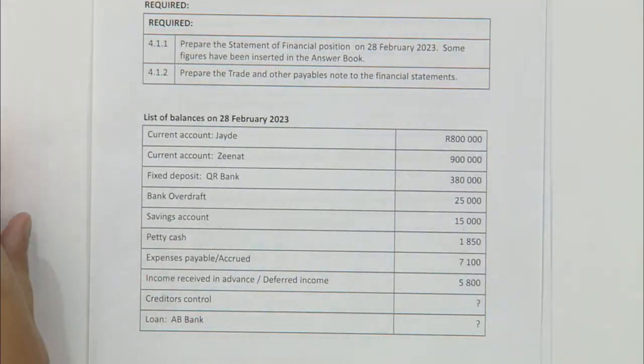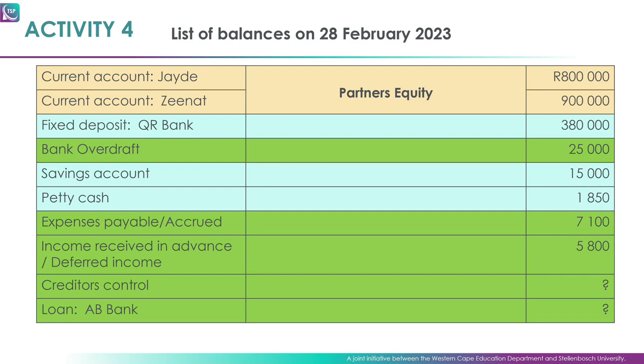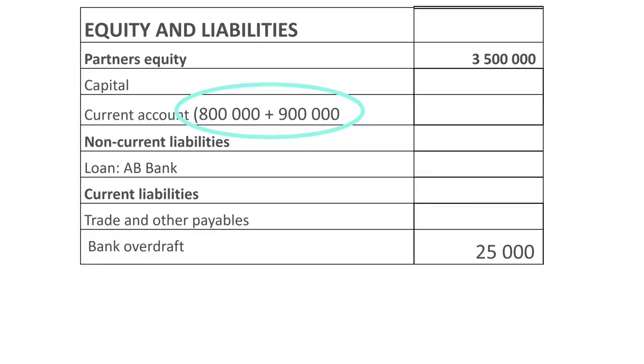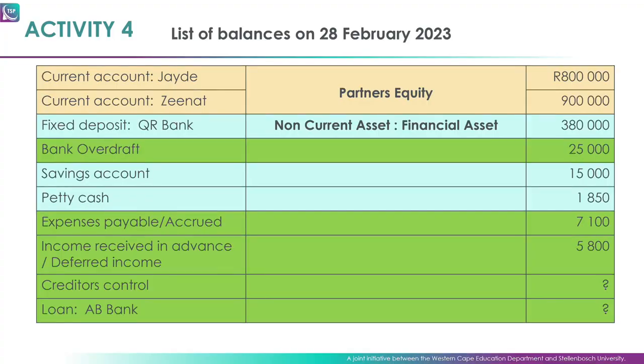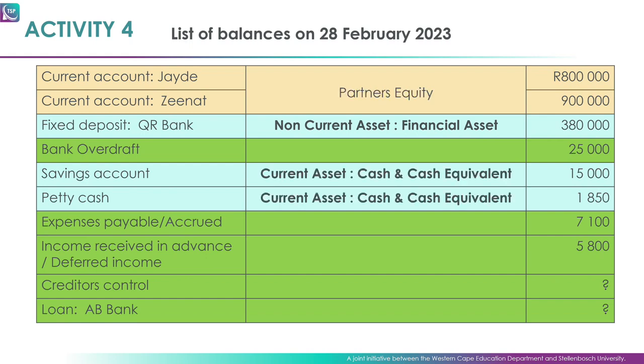All right, so just to give you an indication, we have 800 plus 900,000, which will be in our equity and liability section. For current account, the 800 plus the 900. For our fixed deposit, we have an amount of 380,000 Rand, which again can be inserted. We have our assets, the savings account and petty cash, which is a current asset, which will be included in cash and cash equivalent.